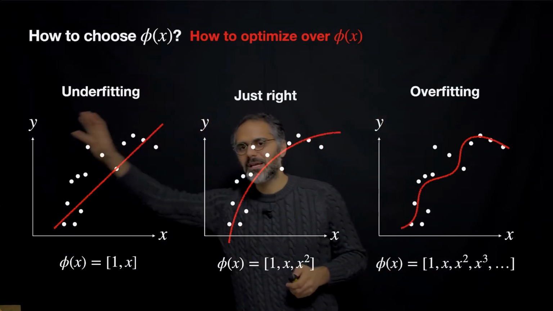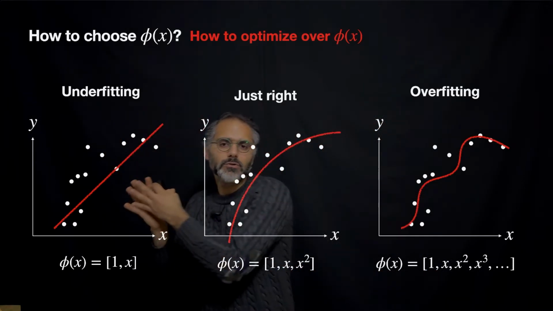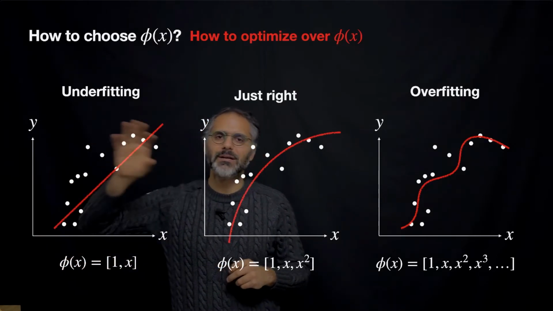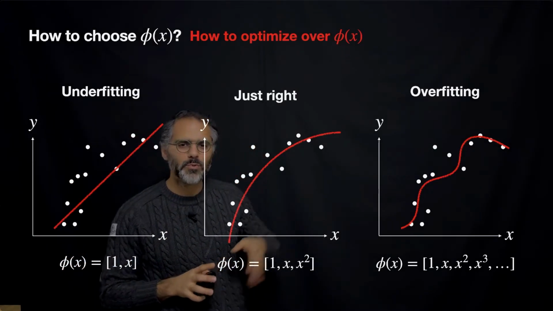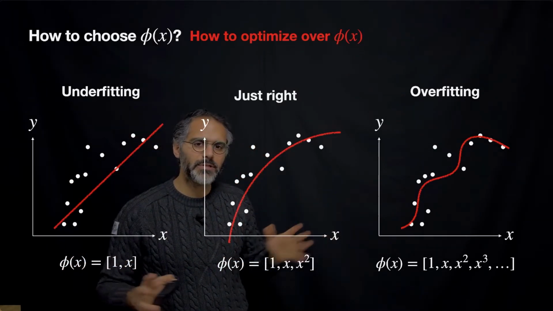And what's happening there is the fact that you have something that's too simple. It's not capturing everything that's happening in the data. So we want this. But to get to this is not straightforward.